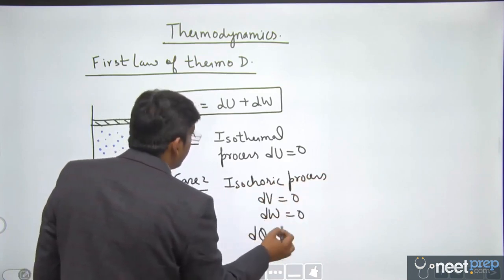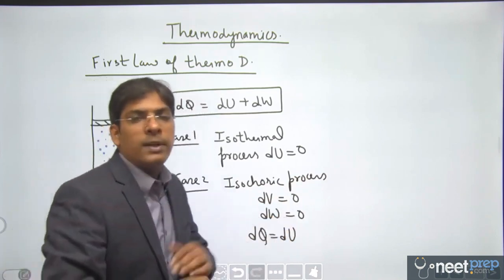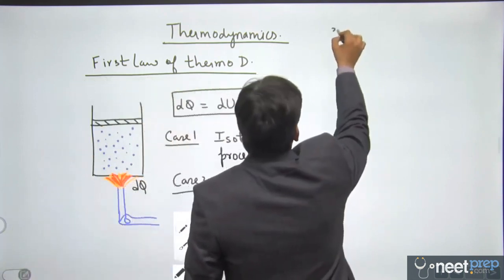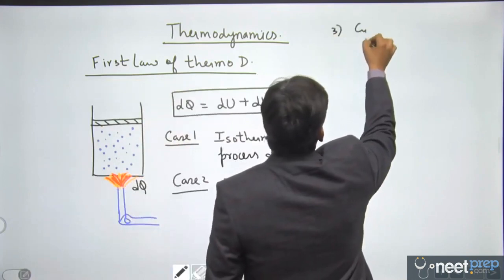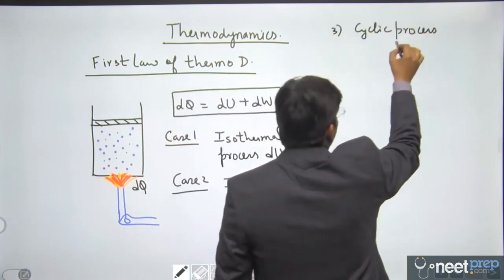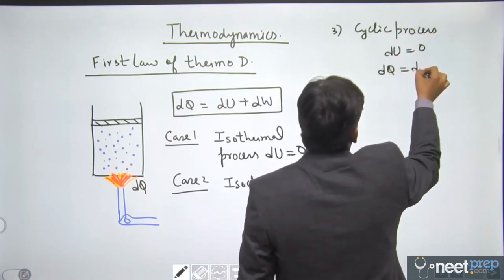Then obviously the system cannot do any work, so the heat given to the system is used to increase the internal energy of the system, right? Next, suppose we have a cyclic process. In a cyclic process, the starting and ending points are the same, so the change in internal energy is 0. dQ is equal to dW.